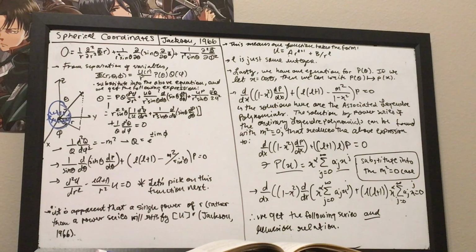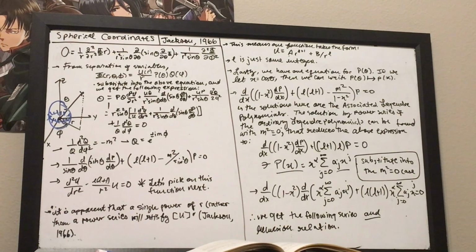Anyway, what Jackson does, and I really didn't fill in too many of the gaps here, is he sets our function P of x equal to a power series, x to the power of alpha times the infinite sum from j equals 0 to infinity of a sub j times x to the power of j, and he throws that into the associated Legendre equation. And as a consequence, we get a new series once we take the derivatives, and a particular recursion relation that will take a form that I will write out in the next slide.